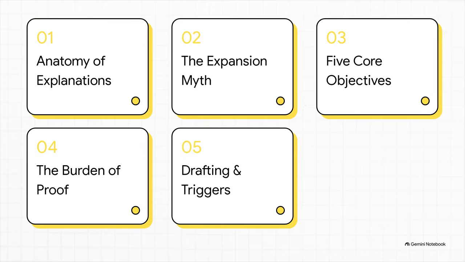Okay, let's dive right into our roadmap for today. 1. The anatomy of explanations. 2. The expansion myth. 3. The 5 core objectives. 4. The burden of proof. And finally, 5. Drafting rules and triggers.